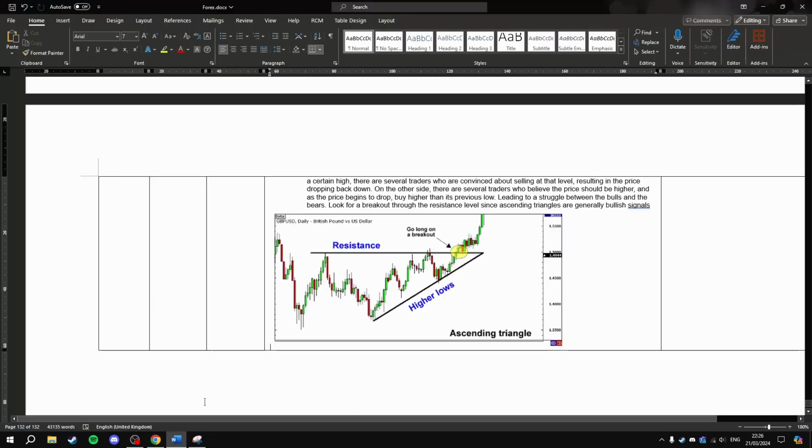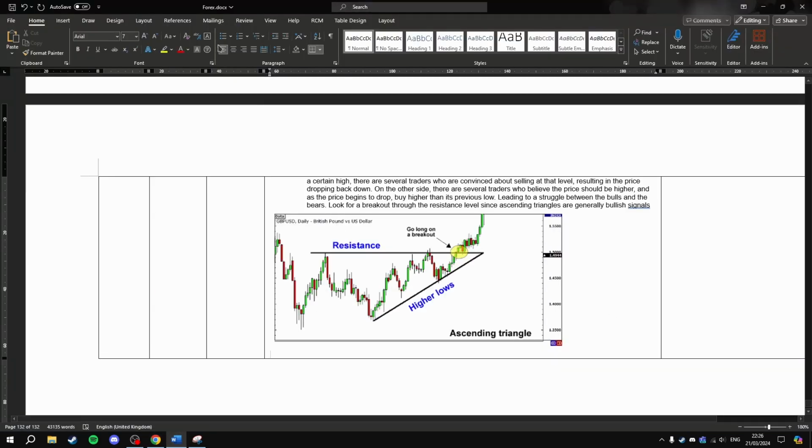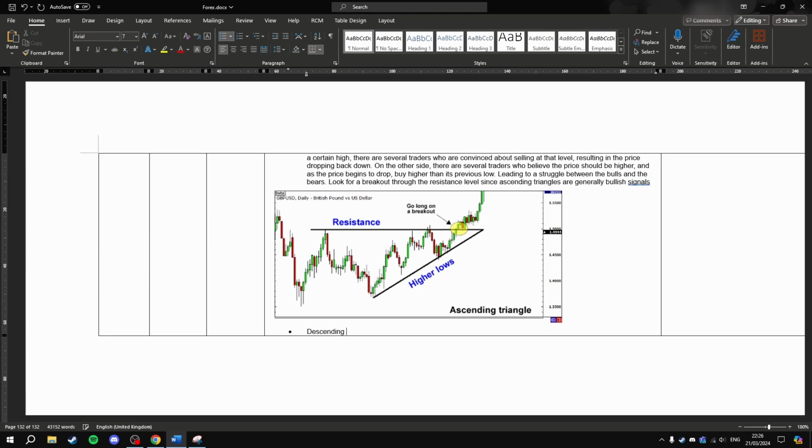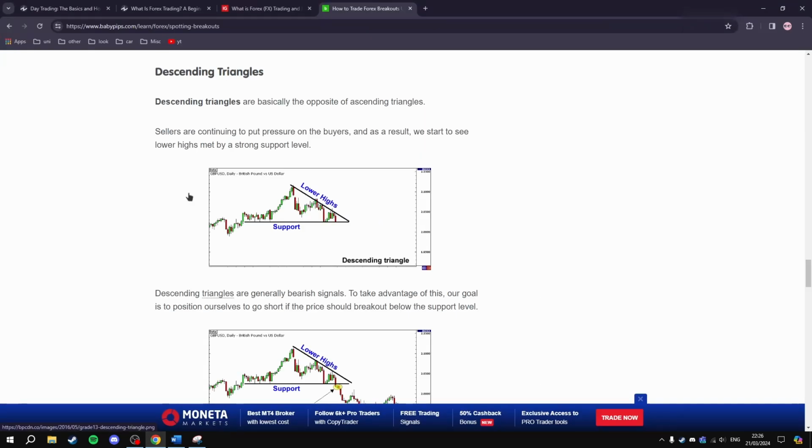Okay, descending triangles. Descending triangles are basically the opposite of ascending triangles. Sellers are continuing to put pressure on the buyers, and as a result we start to see lower highs met by a strong support level. Descending triangles are generally bearish signals. To take advantage of this, our goal is to position ourselves to go short if the price should break out below the support level.